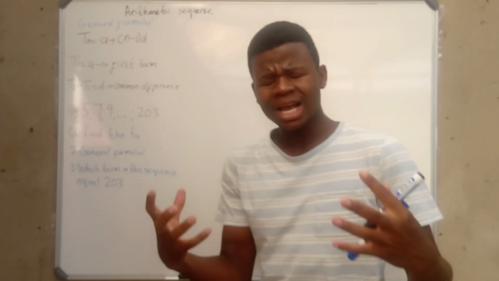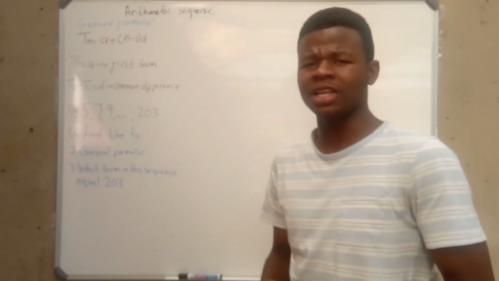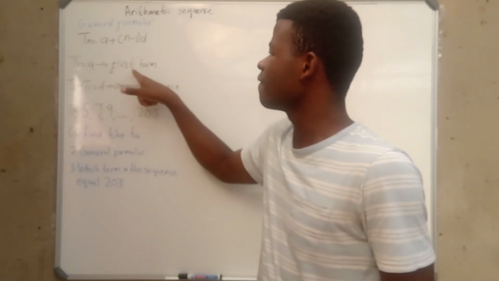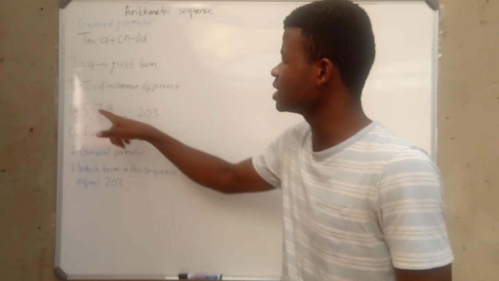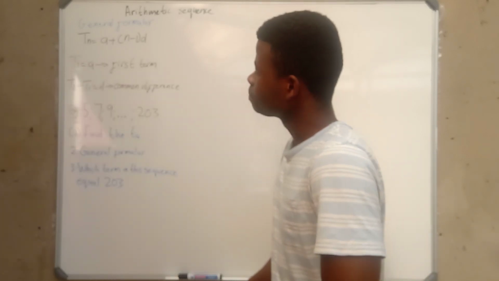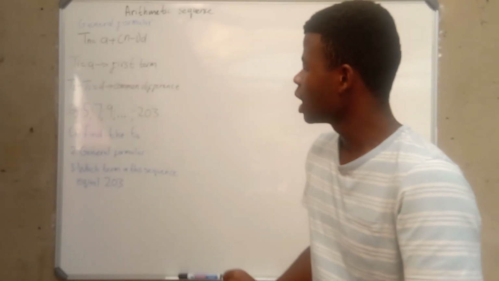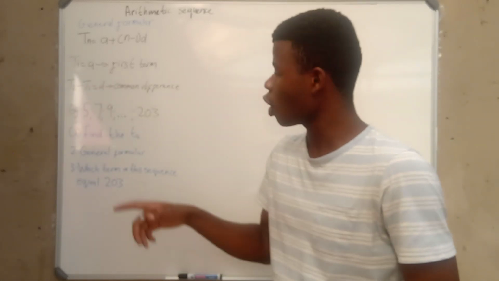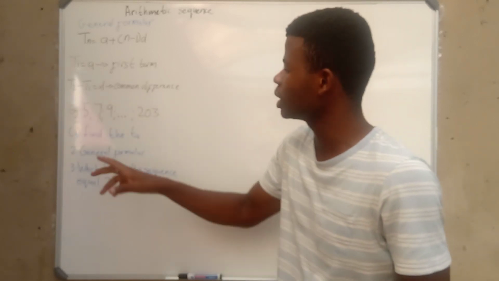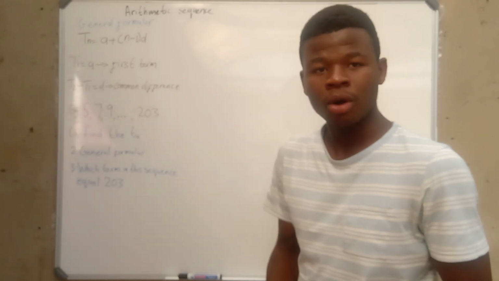So you ask yourself, what is the meaning of a and what is the meaning of d? The meaning of a is the first term, which is represented by T1. And then d represents the common difference. The formula for the common difference is term 2 minus term 1.